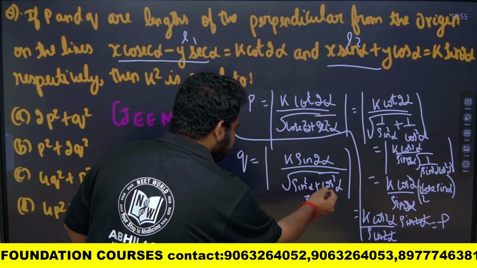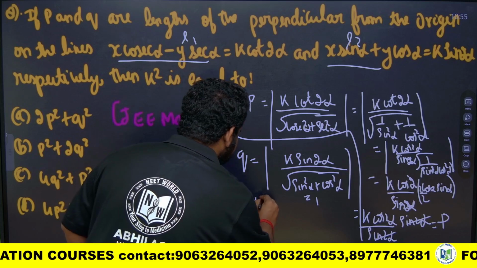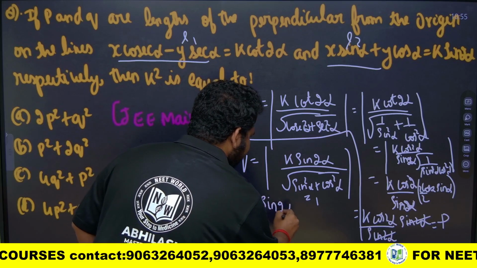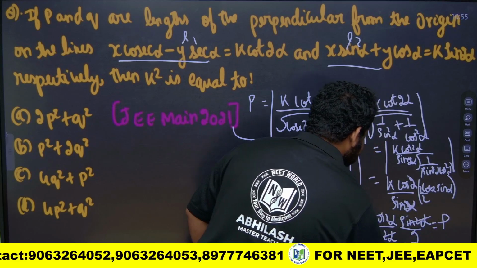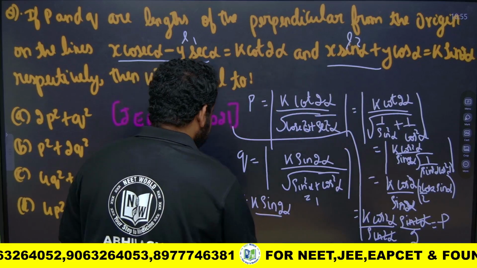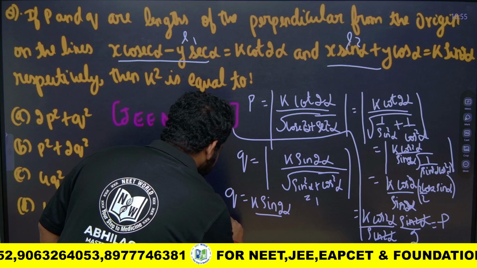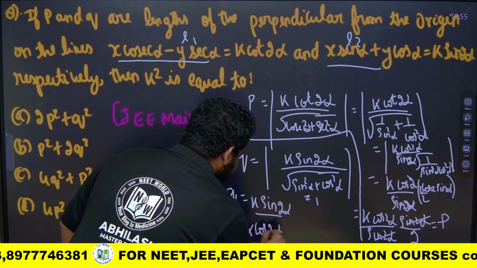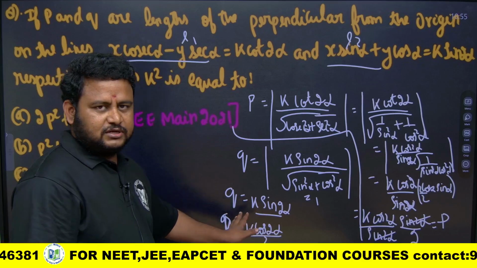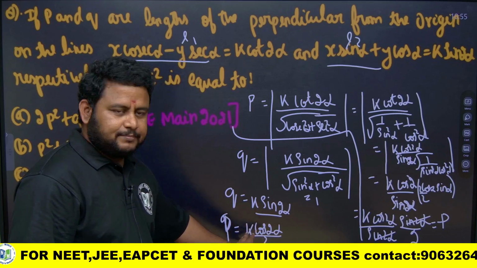Q is nothing but equal to sin square alpha cos square alpha is equal to 1. So this will become K sin 2 alpha. So here we will be having 2 also. Okay, 2 will be there. So P is equal to K cos 2 alpha by 2. So you got Q is equal to K sin 2 alpha, and P is equal to K cos 2 alpha by 2.